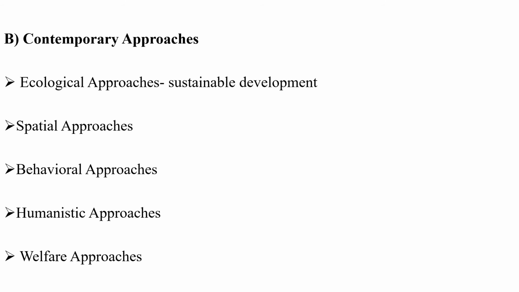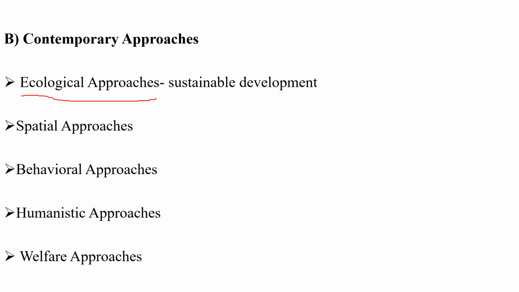These are the contemporary approaches for the study of human geography. The first is the ecological approach. In the contemporary approach, the ecological approach is most important, as we discussed that the relation between human beings and the environment is very close. But nowadays human beings are trying to destroy the whole ecology of our earth. Such a study is part of our human geography.